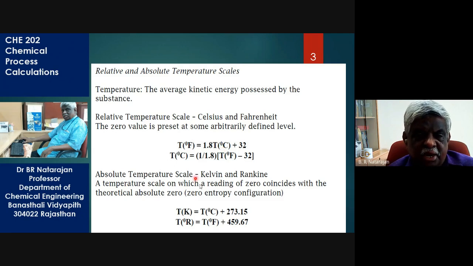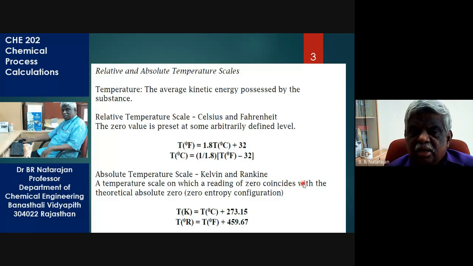Similarly, given in Fahrenheit, how to convert it into centigrade: 1 by 1.8, or remember 1.8 is 9 by 5, so in this case it goes the other way, so 5 by 9, times degrees F minus 32. So see the bracket carefully. 1 by 1.8 is outside, and degree F minus 32 is inside the bracket.